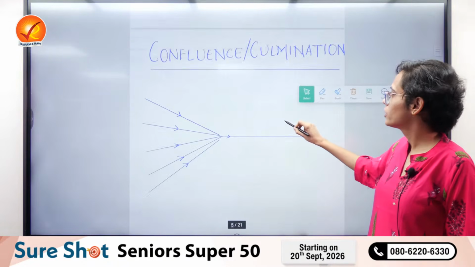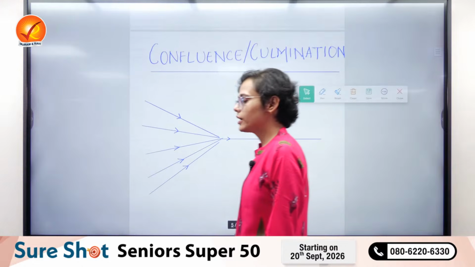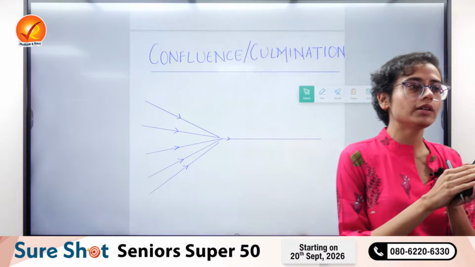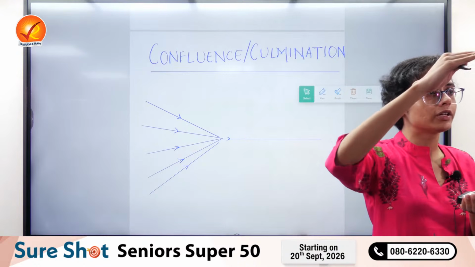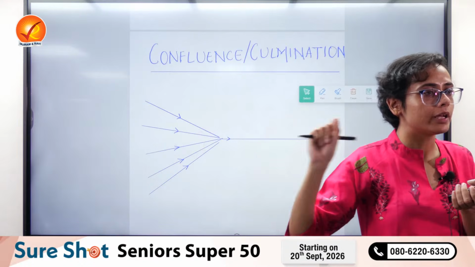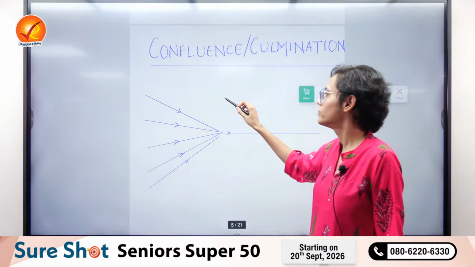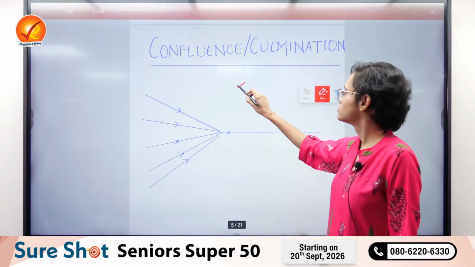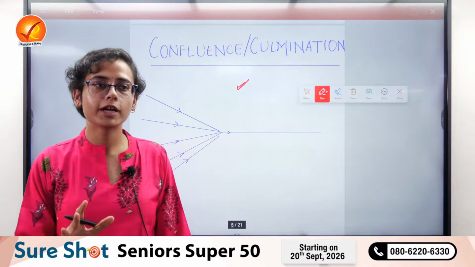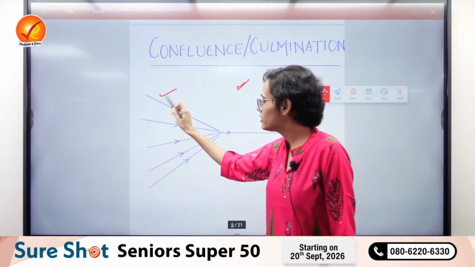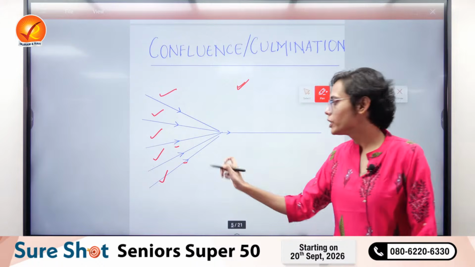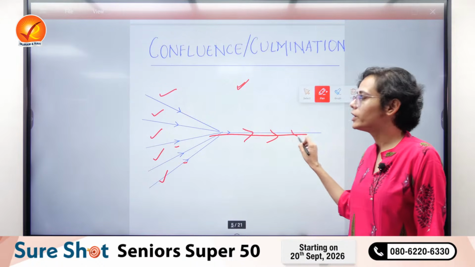Next is confluence or culmination. So if you want to show the reasons or factors that led to a particular event or happening, this is the way you can write. Understood what I am telling? That there can be multiple reasons which might have culminated into triggering of one particular event.